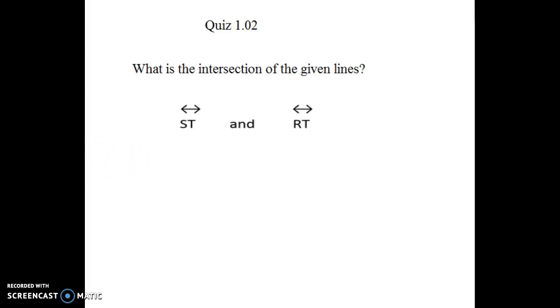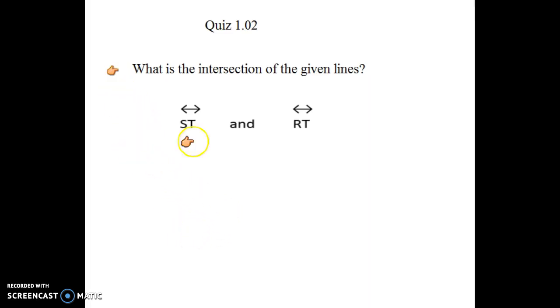Quiz 1.02 is mainly going over definitions, so making sure you understand those definitions, and hopefully most of these you have had before. So the first question on the quiz is going to ask you what is the intersection of the given lines? So what point are they intersecting?